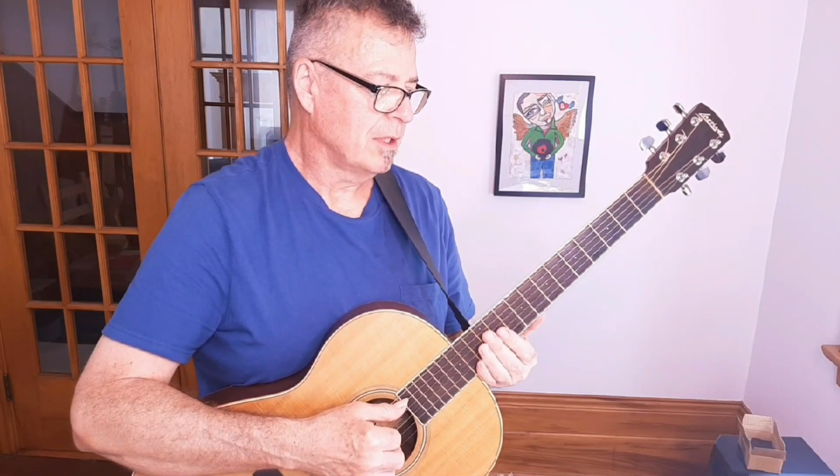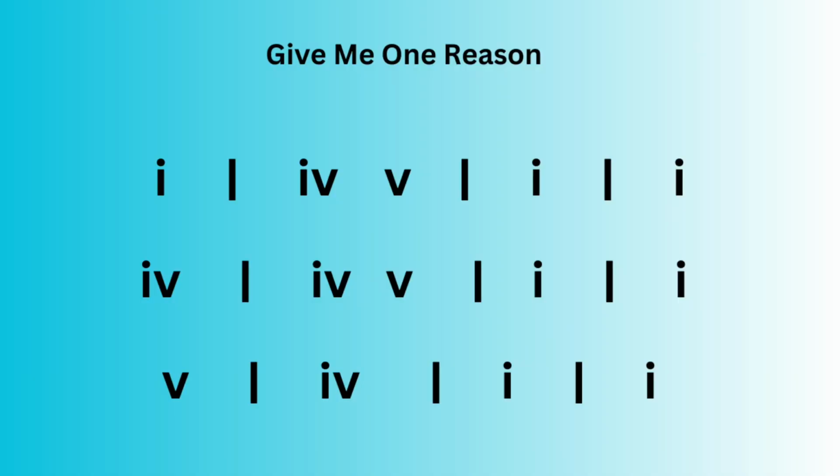In Give Me One Reason by Tracy Chapman and many rock and blues songs, we vary the turnaround. So what we notice here in Give Me One Reason is that in measure 9, we play the 5 chord, and then we play the 4 chord, and then we follow it with 2 measures of the 1.